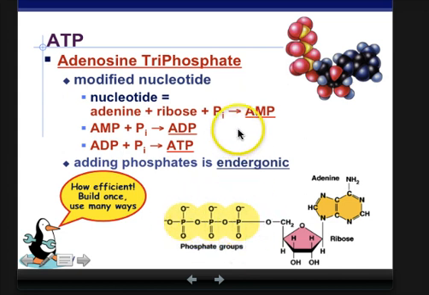So what's important here is that you do need to know the parts of adenosine triphosphate, that it's made of adenine, which you know is in RNA and DNA, and it has a ribose, the 5-carbon sugar, and then 3 phosphate groups once it's ATP. But it starts out as AMP, then becomes ADP, and then becomes ATP. And that reaction of going from being a monophosphate to a triphosphate is endergonic.